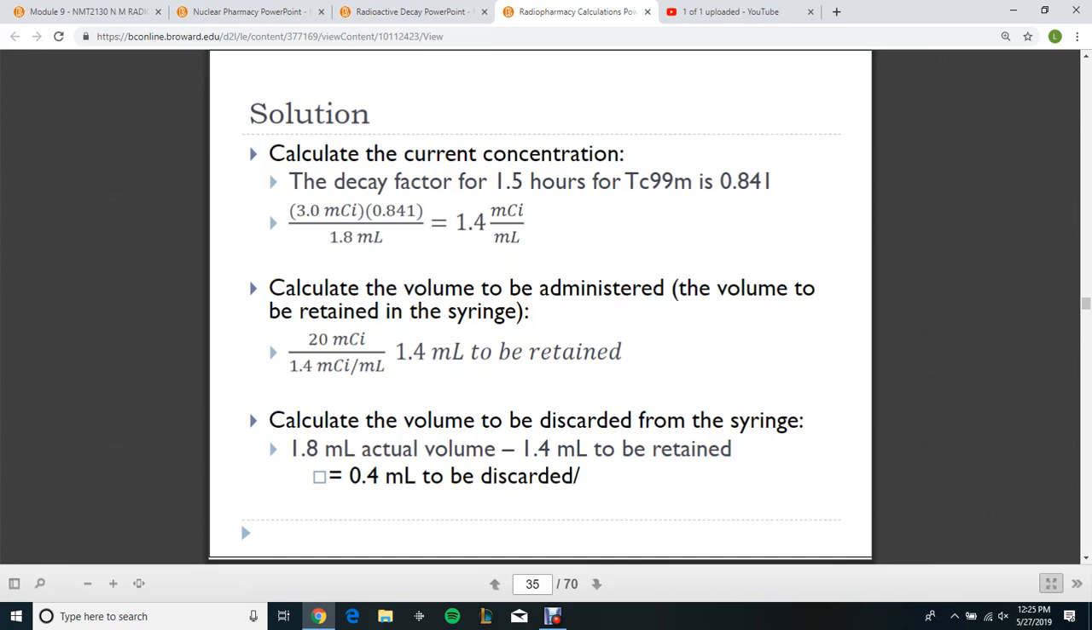Calculate the volume to be administered. The volume to be retained in the syringe: 20 millicuries divided by 1.4 millicuries per ml. So 1.4 ml to be retained.